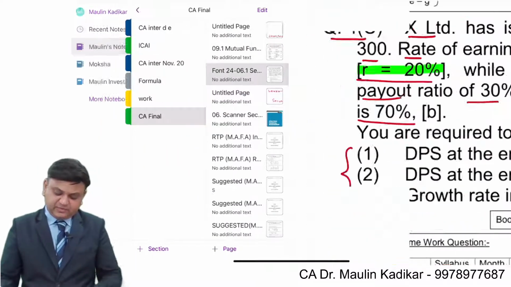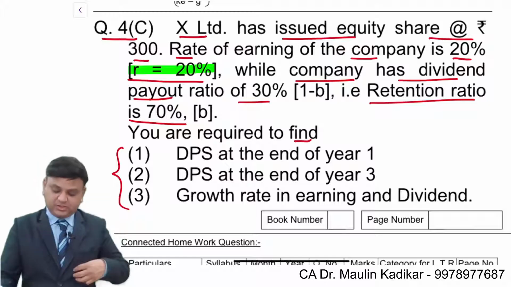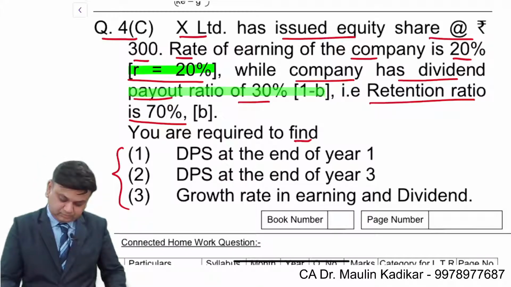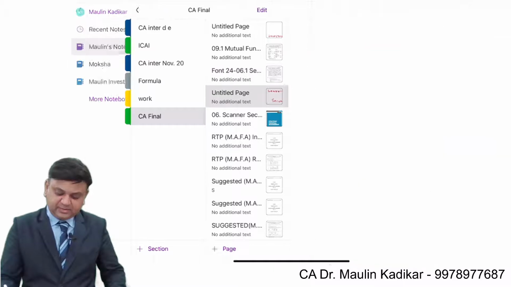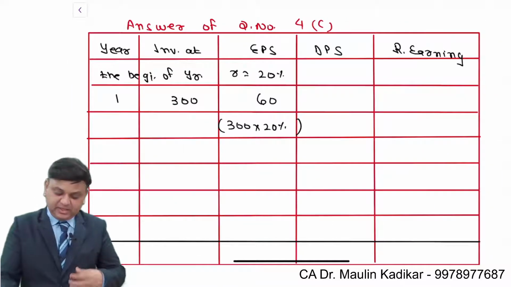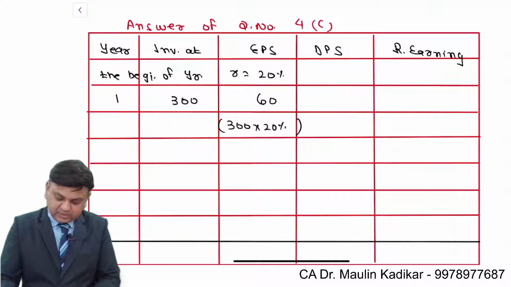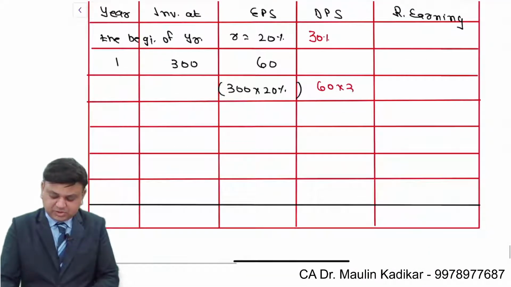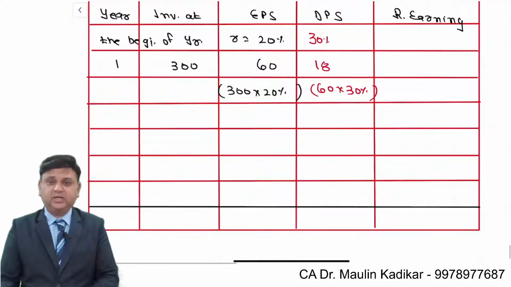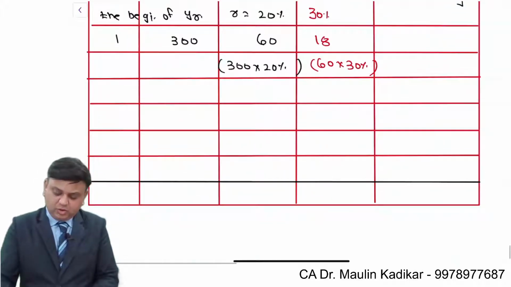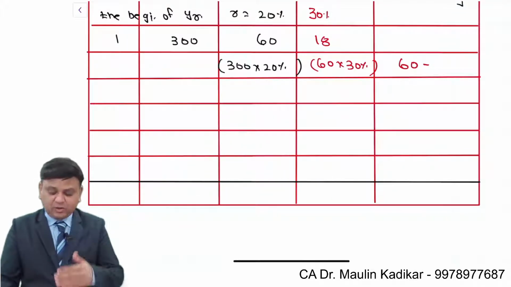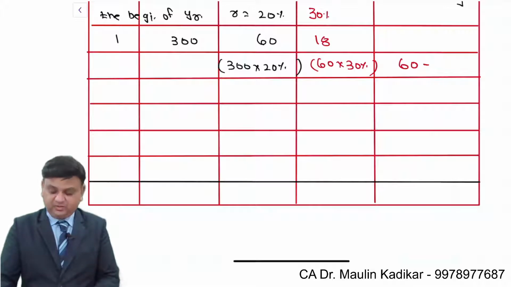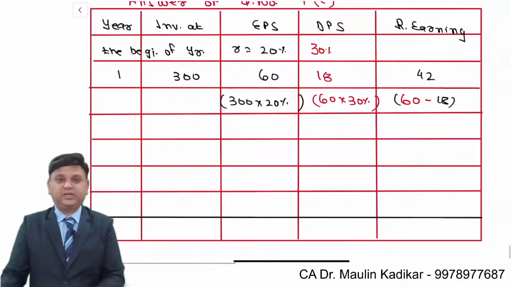The question is providing the information that the dividend payout ratio is 30%. So whatever the company will earn, out of that 30% will be paid in form of dividend. So over here it is 30%. So 60 rupees into 30%. That comes to an amount of 18 rupees. Remaining is retained earning. You have earned 60 rupees and out of that, you have distributed 18 rupees. So remaining is reinvested in the business, 42 rupees.